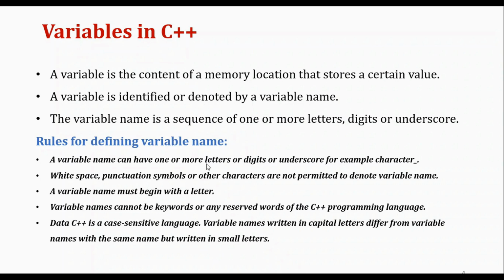A variable name can have 1 or more letters, as I said in the beginning, and it should not have white space in between. It should not have punctuation symbols in between. A variable name must begin with a letter or an underscore, so it should not start with a number or special symbol. Variables cannot be keywords. And C++ is a case-sensitive language, so variables written in capital letters differ from lowercase letters.